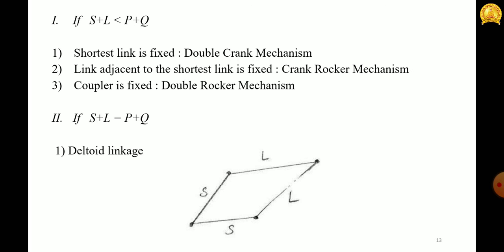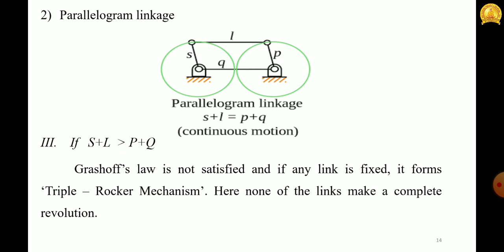The second case is if S plus L equal to P plus Q. In such cases, 2 types of linkages are formed. First one is deltoid linkage and the next one is parallelogram linkage. And the final case of Grashof's law is S plus L greater than P plus Q. Here Grashof's law is not satisfied, and if any link is fixed, it forms a triple rocker mechanism. Here none of the links make a complete revolution, and that's the conclusion.